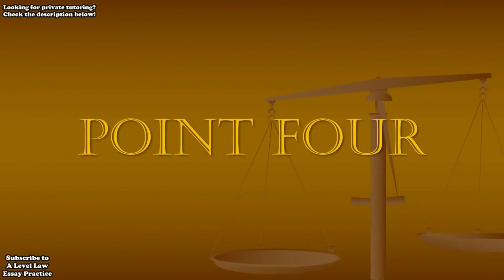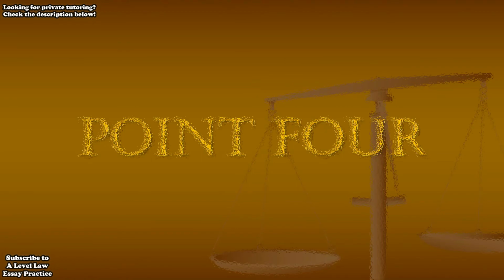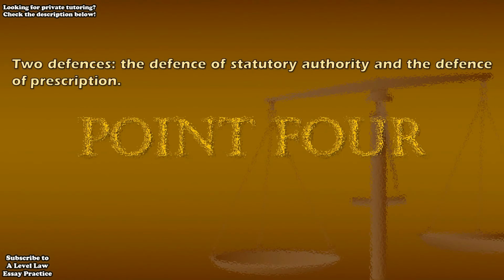In point 4, we will be discussing the possibility of a defense for ABC Rail and remedies for Zach. This is, of course, assuming that nuisance has been established against ABC Rail earlier. Generally, there are two defenses that defendants can go for against a nuisance claim. They are the defense of statutory authority and the defense of prescription.